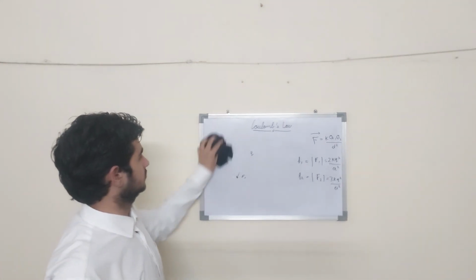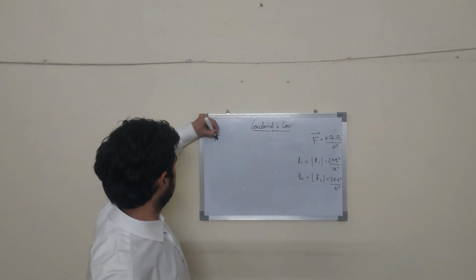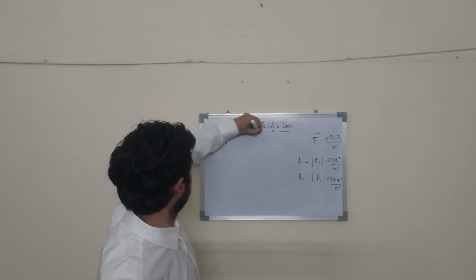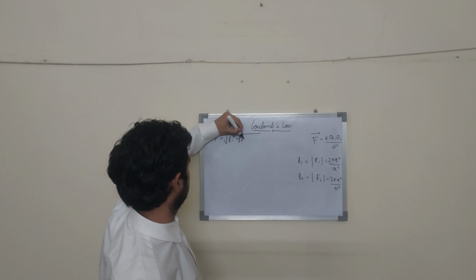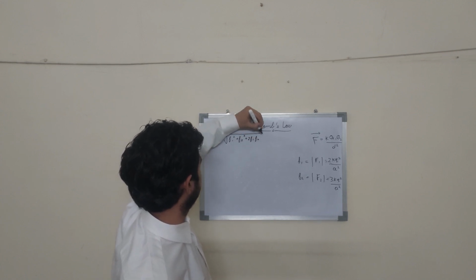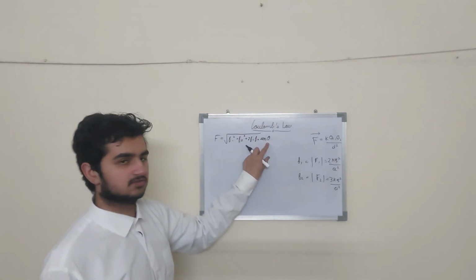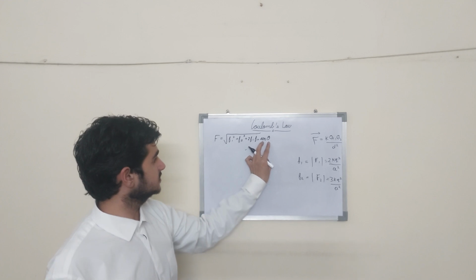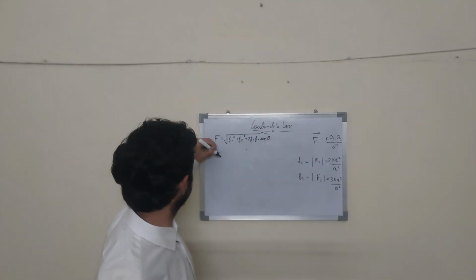You just need to do a vector addition for them. I hope you all know how to do that. F would be root of F1 squared plus F2 squared plus 2 F1 F2 cos theta. Theta is the angle between the two forces, which is 60 degrees, so cos theta would be half, right?